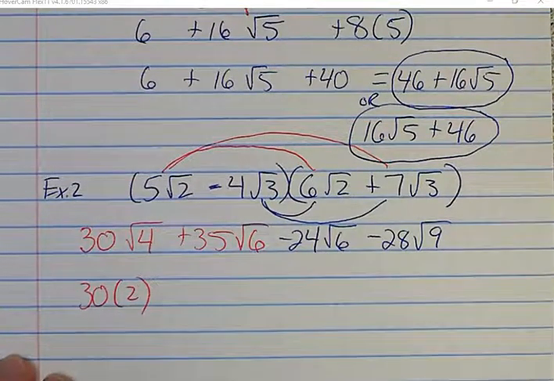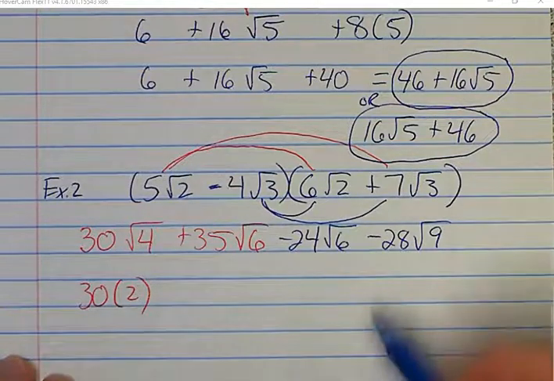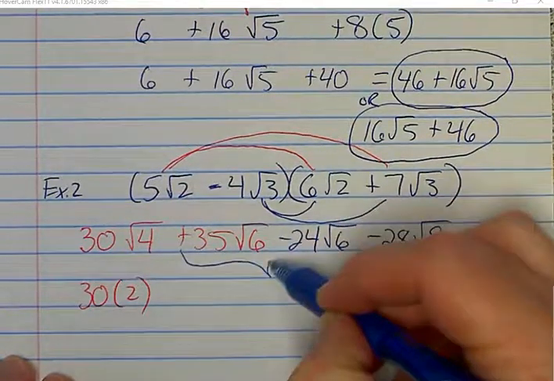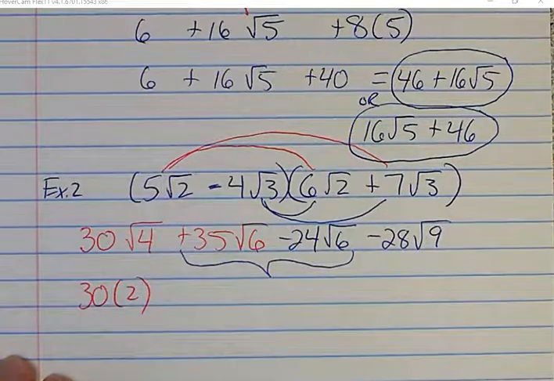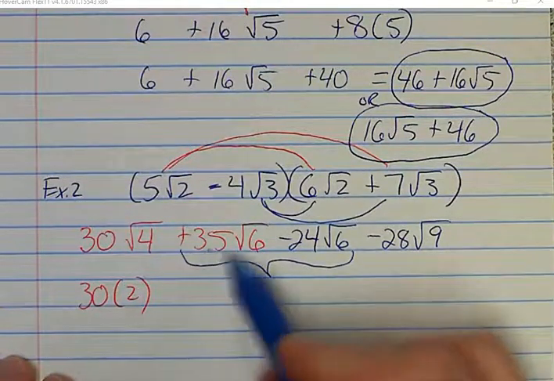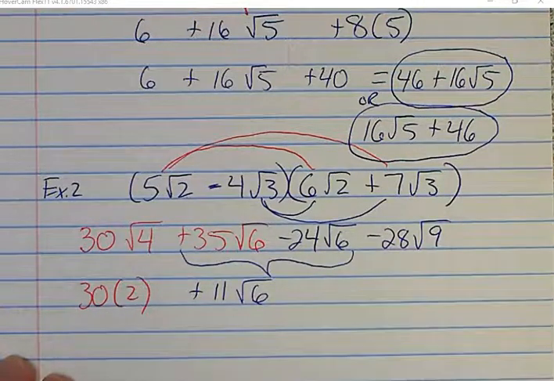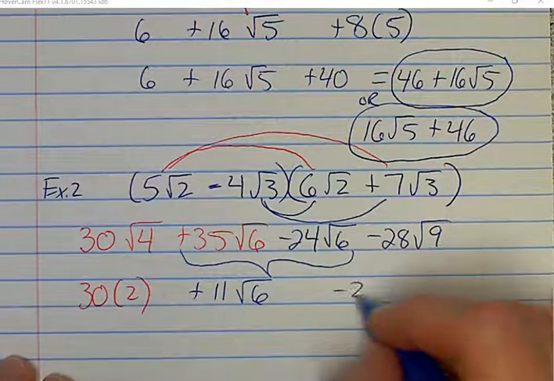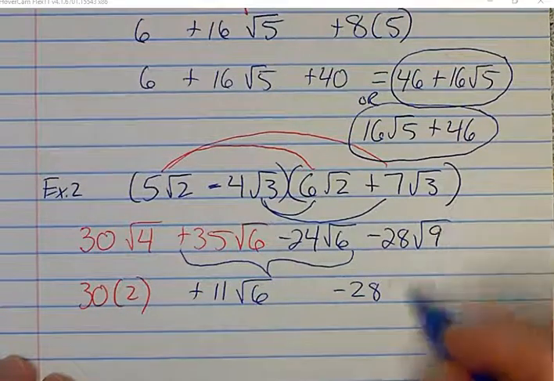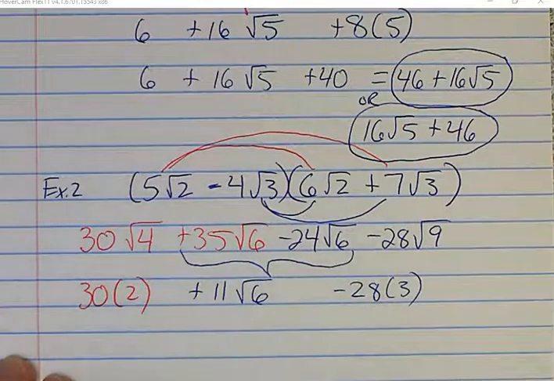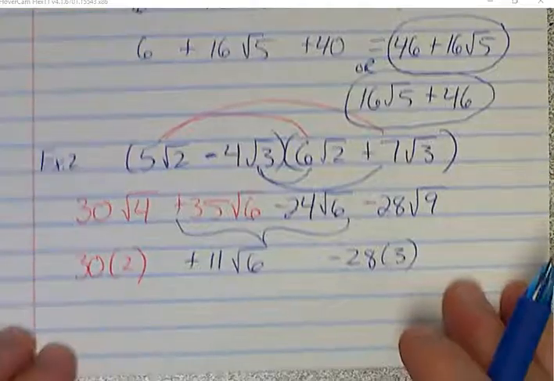You have 35 square root of 6 and 24 square root of 6. Those two terms, you can add those together, or in this case subtract it. It's 35 minus 24. Well, that's 11 square root of 6. Minus 28, and when you do the square root of 9, that's 3. Question?